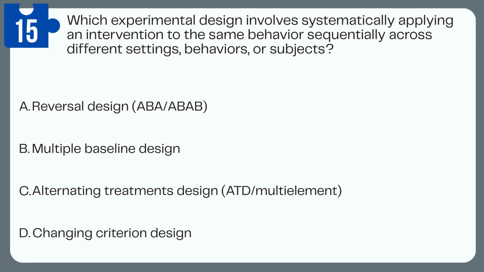Question 15. Which experimental design involves systematically applying an intervention to the same behavior sequentially across different settings, behaviors, or subjects? A. Reversal design, ABA/ABAB. B. Multiple baseline design. C. Alternating treatments design, ATD/multi-element. D. Changing criterion design.